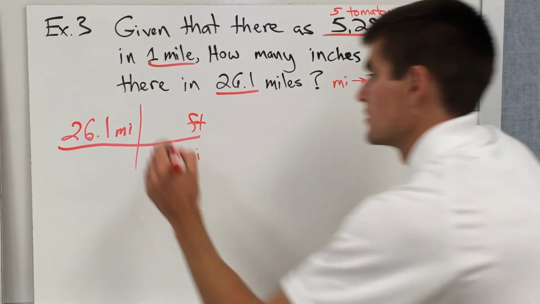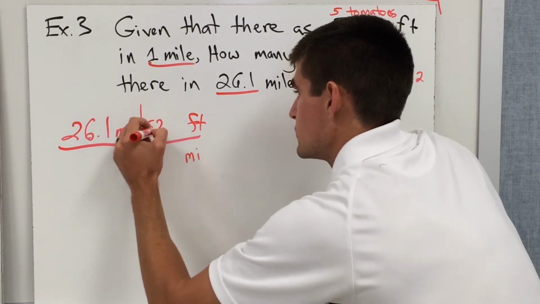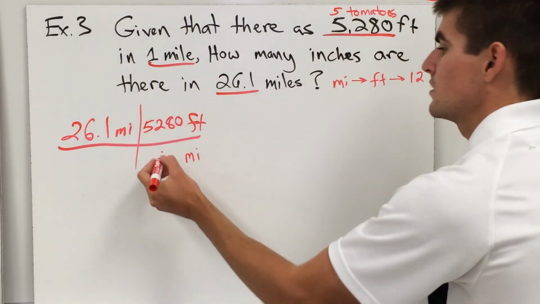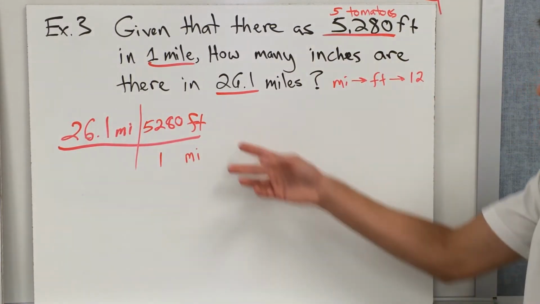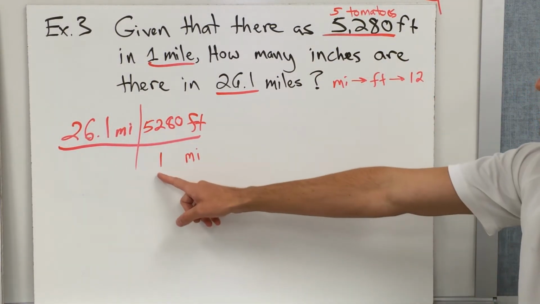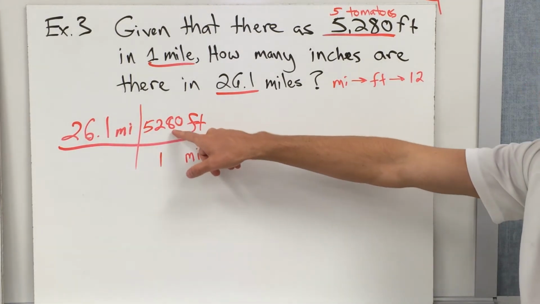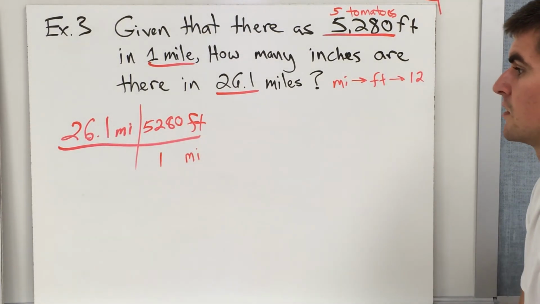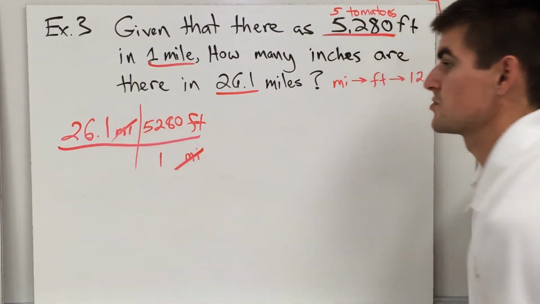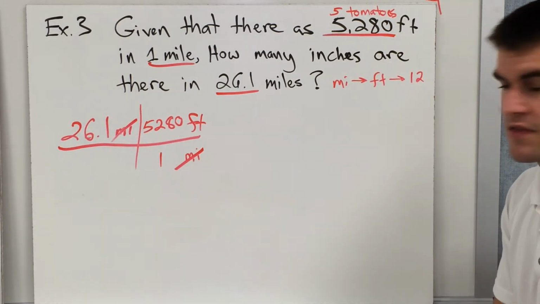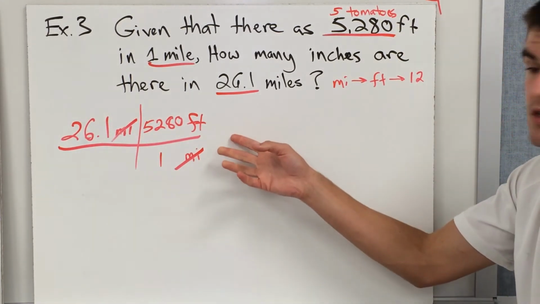We said there were 5,280 feet in 1 mile. And again, that makes sense. 5,280 miles is not 1 foot. So I do have it correct. That cancels miles. Don't care about them anymore. Now we have just feet.